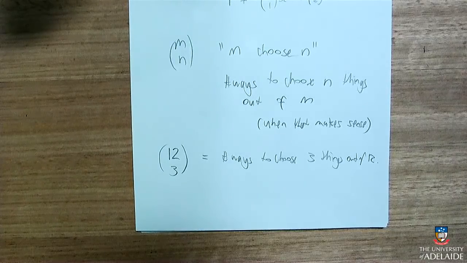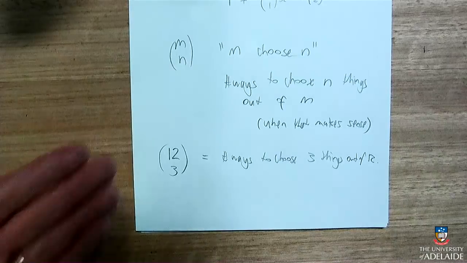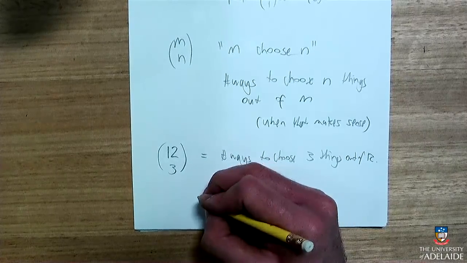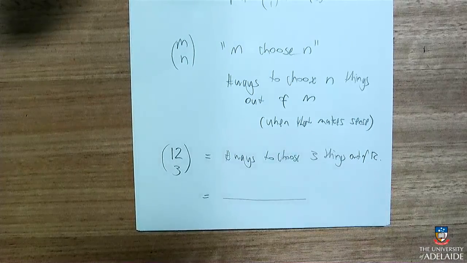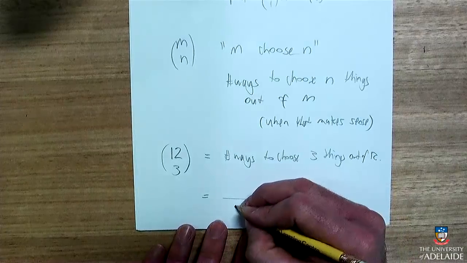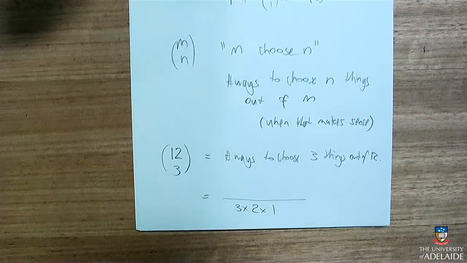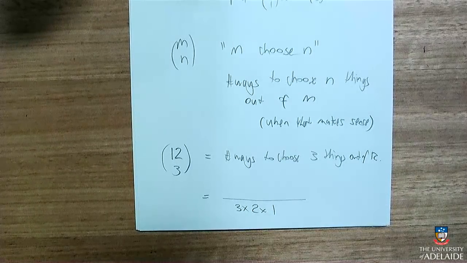Right, but the key is not what it means. The key is how we calculate it. So you may have been taught to calculate this in a certain way using factorials. Don't. That's not how we're going to calculate it. We're going to calculate it this way. So on the bottom we will have 3 factorial. That doesn't change. And on the top we will have the same number of numbers as we put there, but starting at 12.